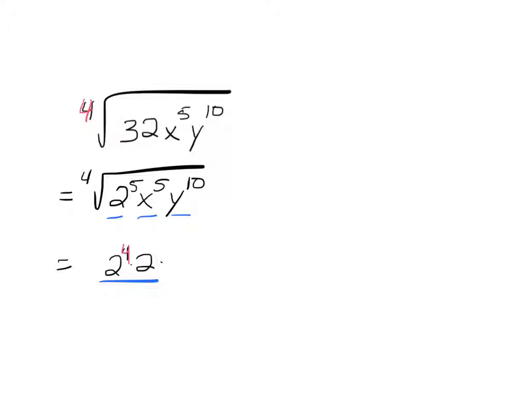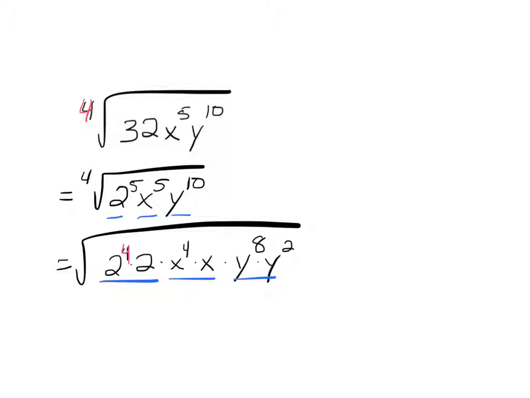This x to the 5th actually would be exactly the same. I'm going to write this as x to the 4th times x. Again, that represents x to the 5th. And then this y to the 10th, I'm going to write as y to the 8th times y squared. There you go. There's 10 y's. So I'm taking the 4th root of all of that right there.